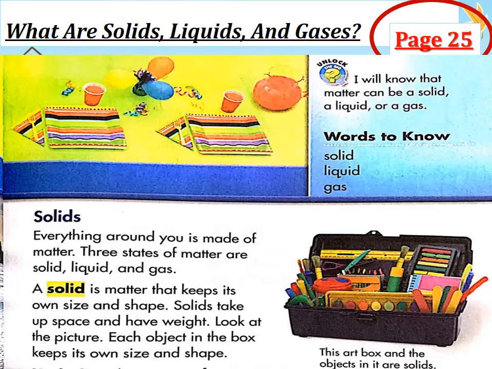Okay, let's have the first one. A solid is matter that keeps its own size and shape. Solids take up space and have weight. Look at this picture here. This art box and the objects in it are solids. Each object in the box keeps its own size and shape.